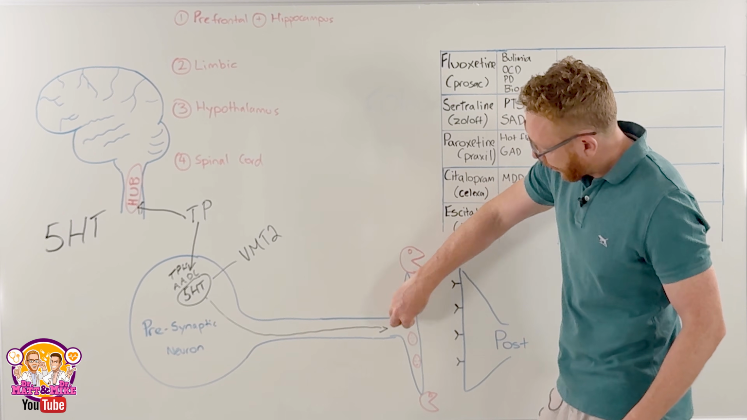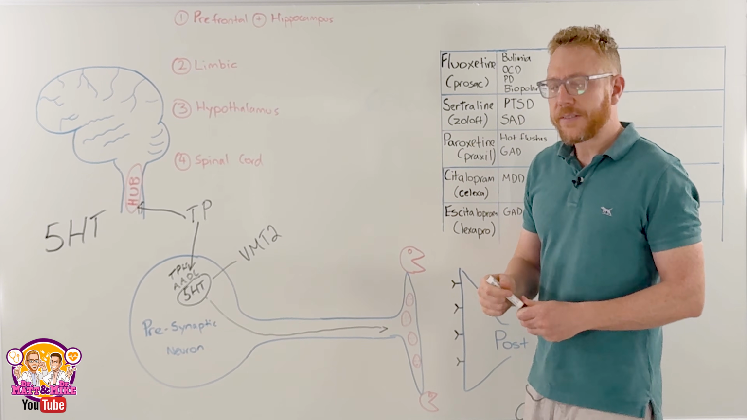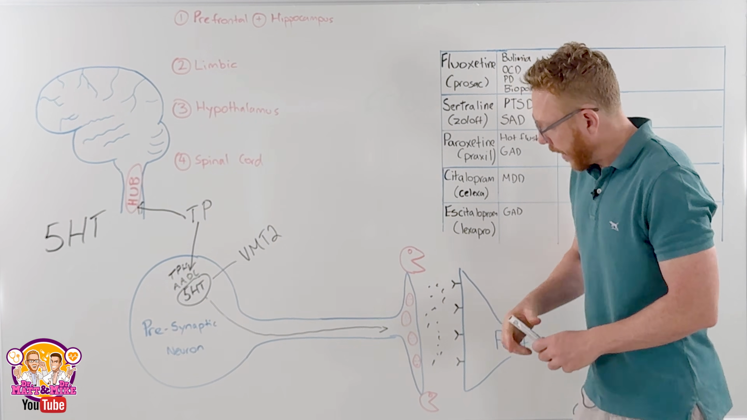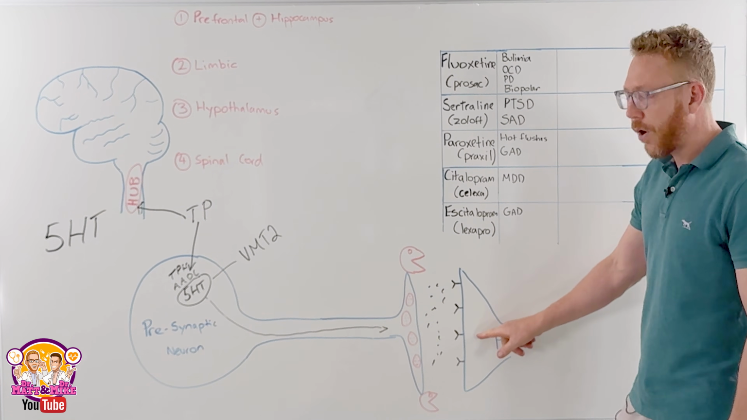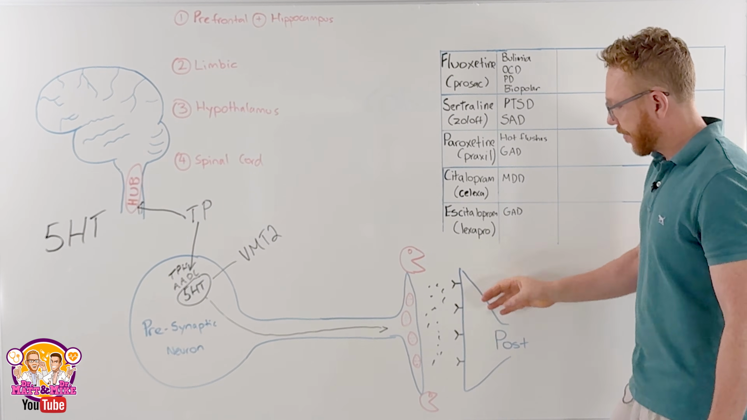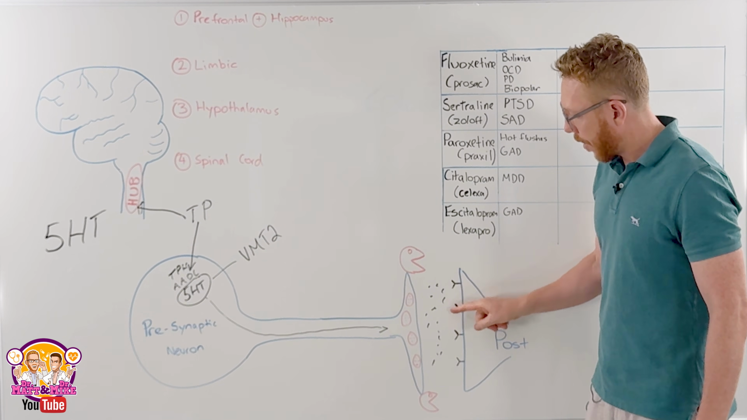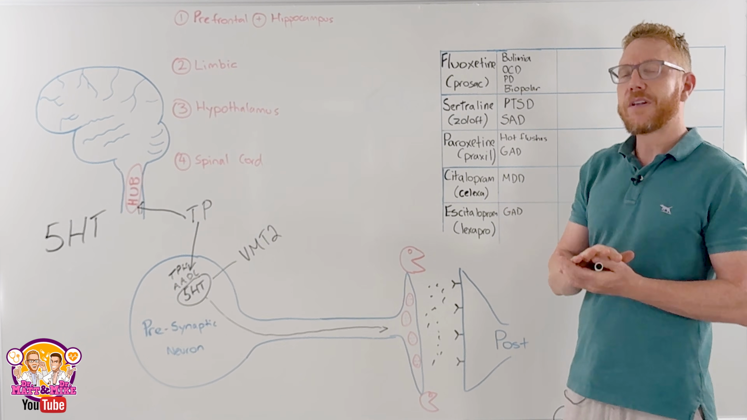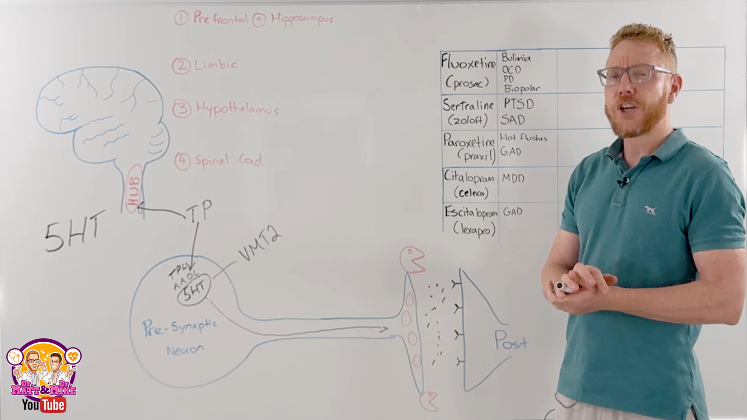That then means all these vesicles spill their serotonin. Serotonin goes into the synapse. Between the two neurons, the presynaptic and the postsynaptic, they're going to have an effect. But the serotonin needs to bind to their receptors. Now, the receptors are quite diverse. There are 7 different subtypes of serotonin receptors.